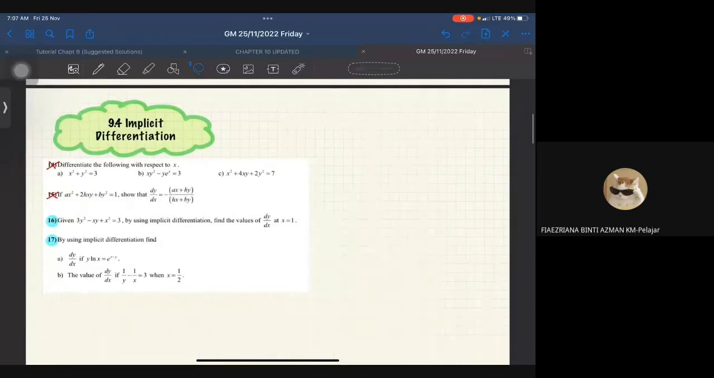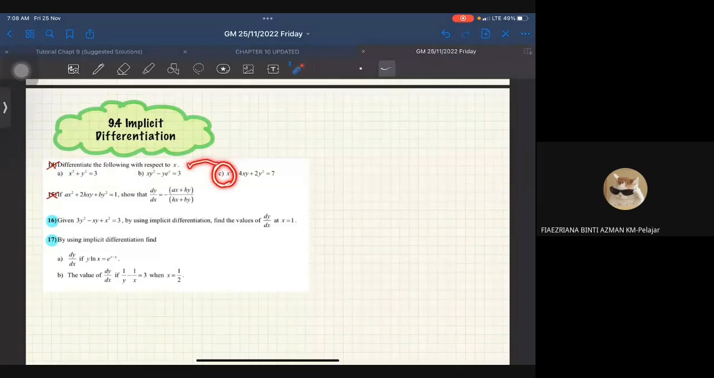So, kita ada 4 soalan. So, 14, 15, 16 dan 17. Okay, dalam implicit differentiation punya tutorial question. And then number 14 saya tak nak discuss sebab saya dah bincang dengan awak yang ini hari tu. And then this one is quite simple for me, I think.